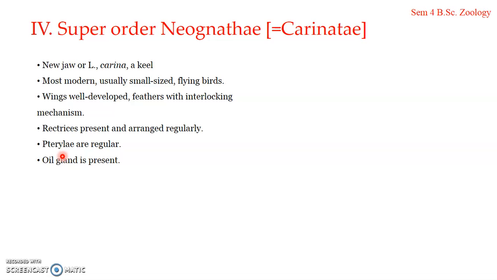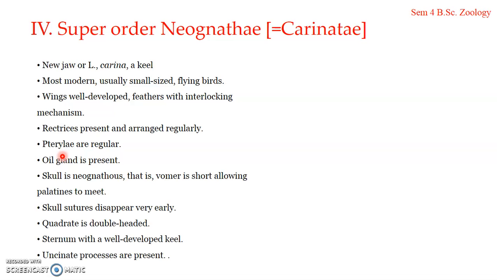Oil gland is present. The oil gland or preen gland produces secretions which are used for lubricating feathers and beak. Then regarding the skeletal system, the skull is neognathous, that is the vomer is short, allowing palatines to meet, and skull sutures disappear very early, as against Ratitae, where the skull sutures were very obvious and clear. Then the quadrate is double-headed. Quadrate is a bone in the skull. Sternum has a well-developed keel. It is a flight adaptation, obviously, because the keel sternum provides a platform where the flight muscles are attached.